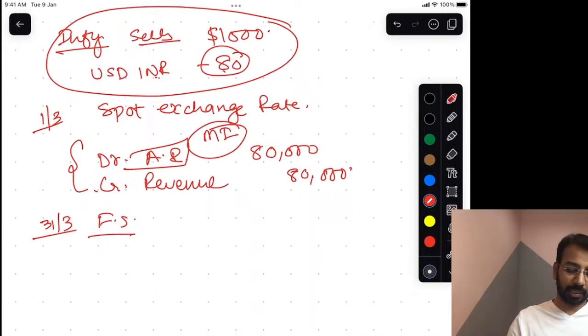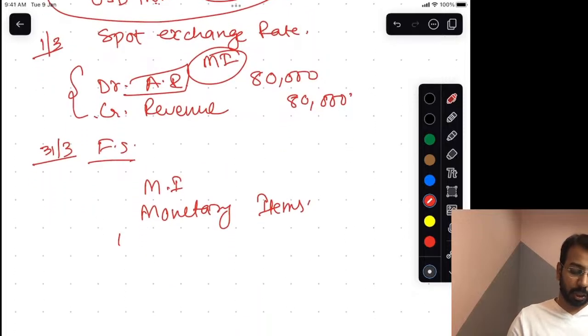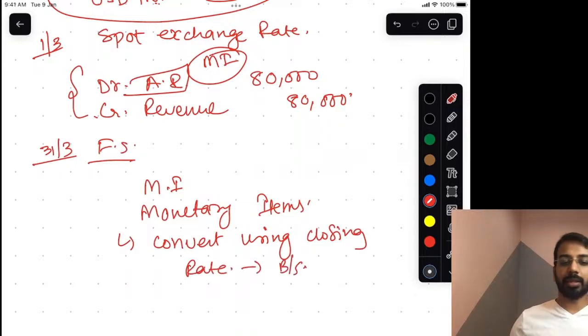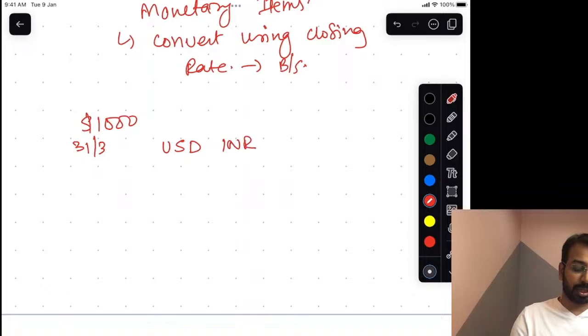Simple rule that you need to understand is, all monetary items, what you need to do is you need to convert using closing rate. Which closing rate? On the date on which you are preparing the balance sheet, or on the date of reporting. So if it is a monetary item, you will subsequently measure it using the closing rate. Meaning to say, if in the same case, for $1,000 on 31st of March, the USD INR exchange rate is, let us say, 81 and the transaction is not yet settled.